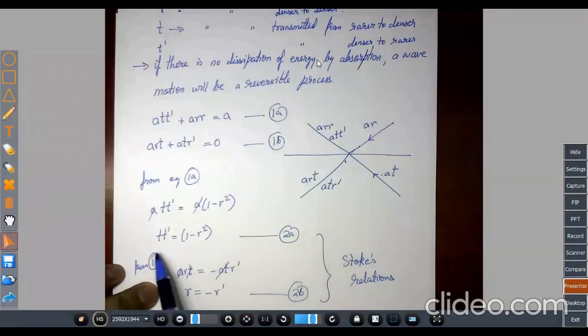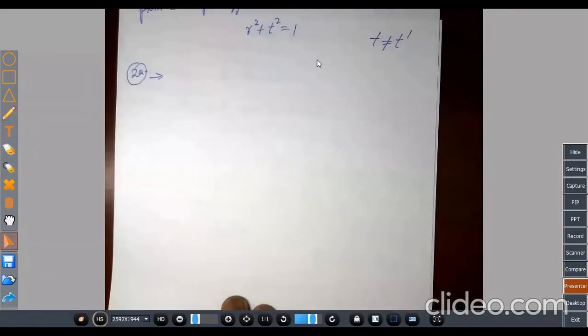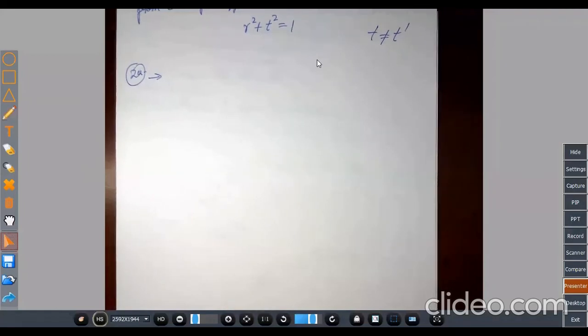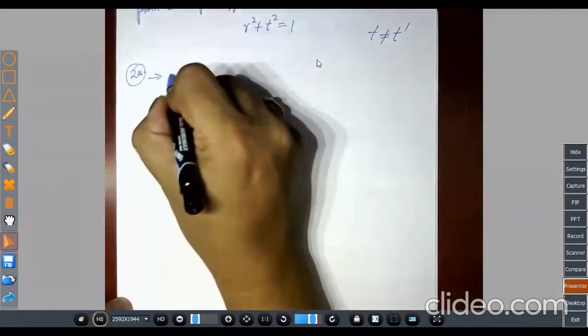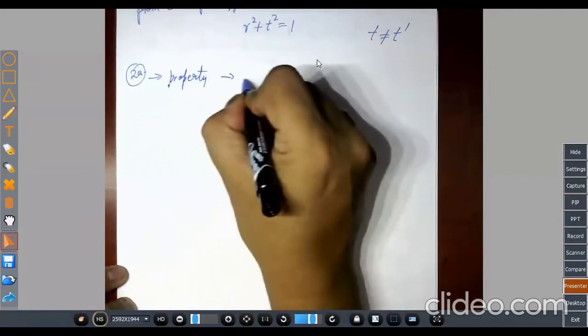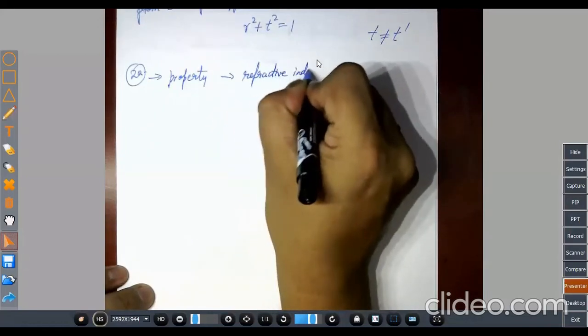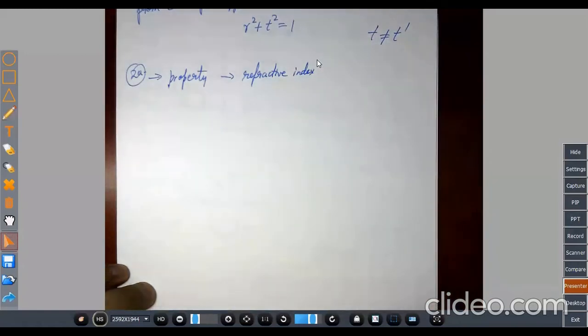So how are these two different? There must be some property of the medium that will affect the transmittance or the reflectance. And that property is called refractive index. Now the value of refractive index will determine the intensity of the light in a medium.